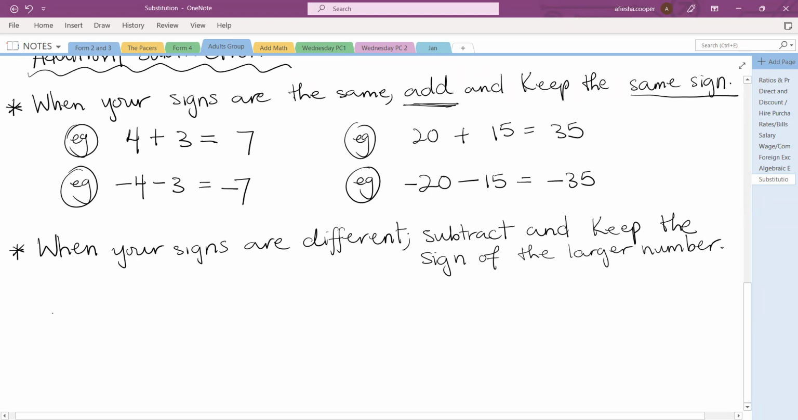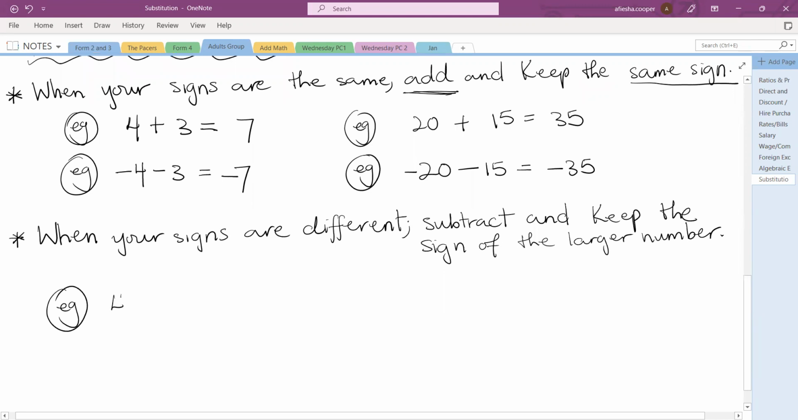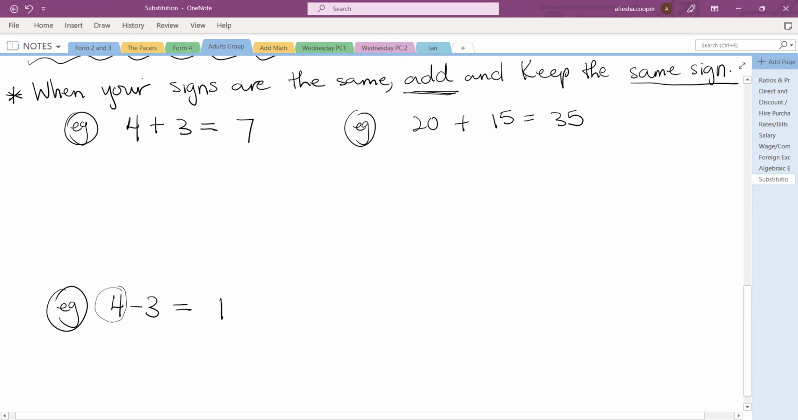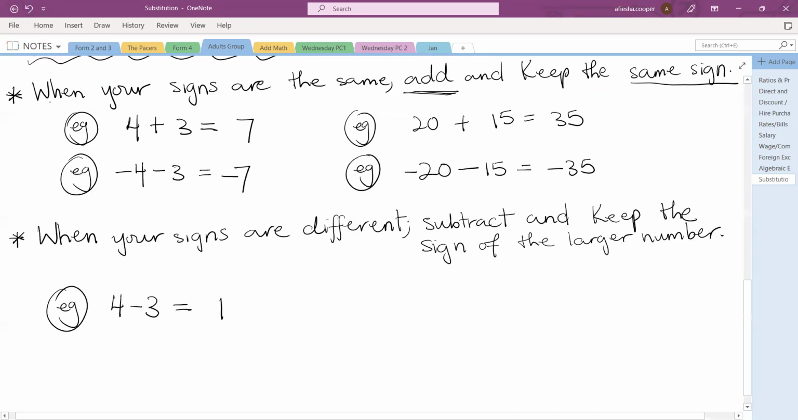All right, so let's put this to test and see. So we already know how to do this one: 4 minus 3, but we didn't know the rules behind it though. We subtracted them and we put 1 and we left it as a positive. Why? Because the larger sign was positive. So that's how we ended up with a positive.